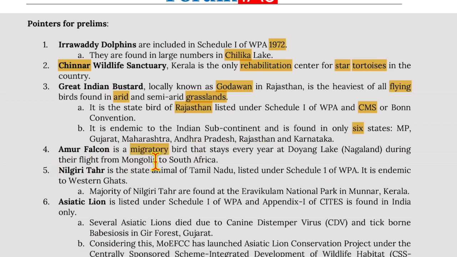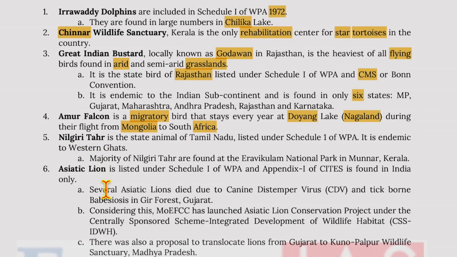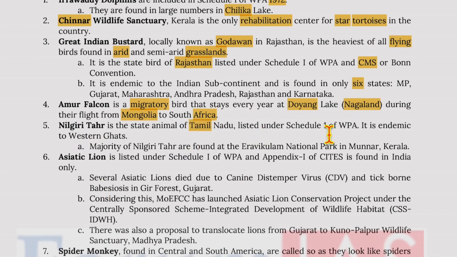Now, Amur falcon is a migratory bird that stays every year at Doyang Lake in Nagaland during its flight from Mongolia to South Africa. Now, Nilgiri Tahr is the state animal of Tamil Nadu, listed under Schedule 1 of the Wildlife Protection Act. It is endemic to the Western Ghats. Now, the majority of Nilgiri Tahr are found in Eravikulam National Park in Munnar, Kerala.